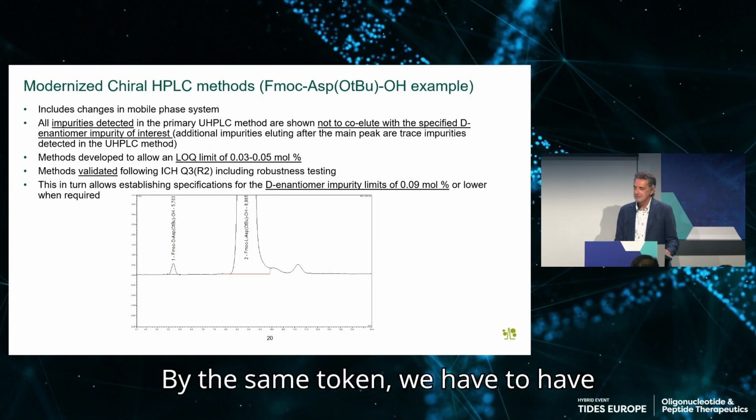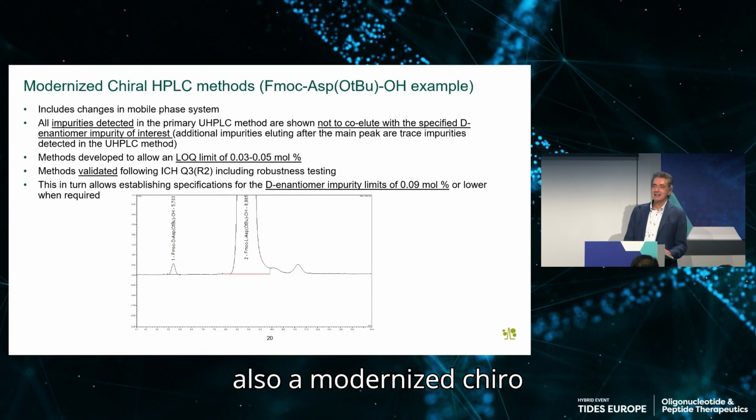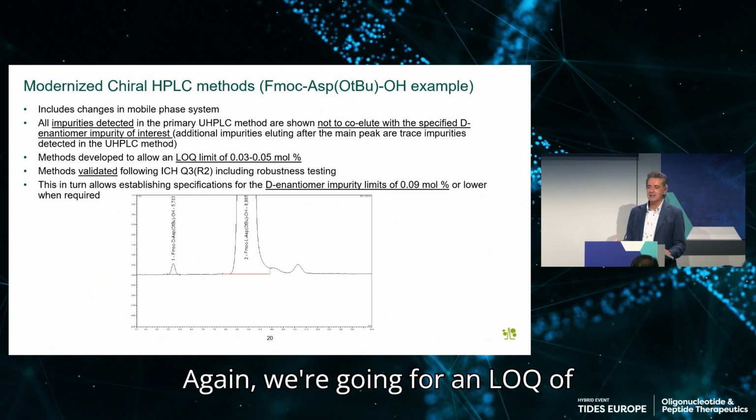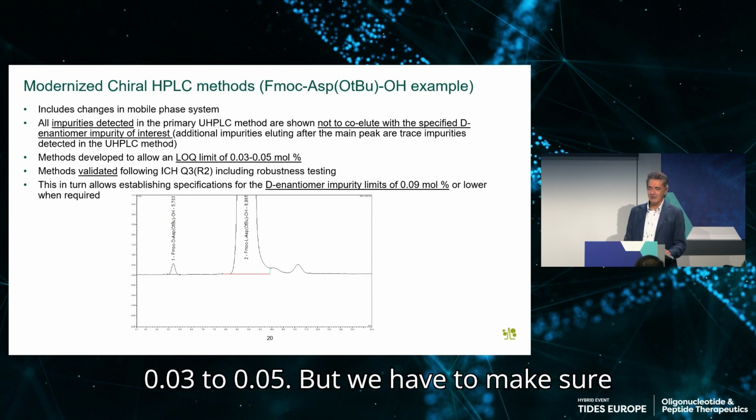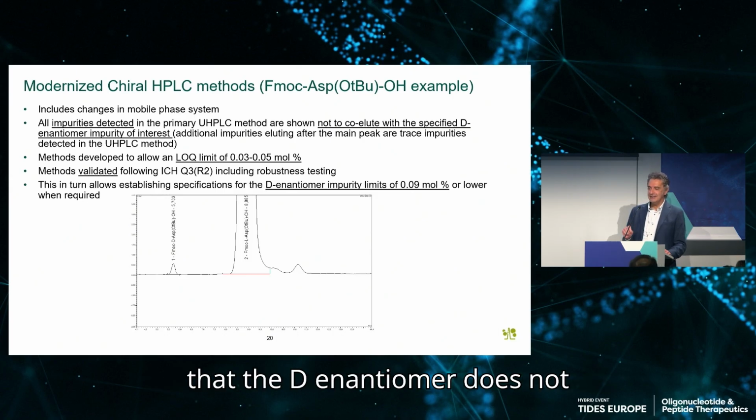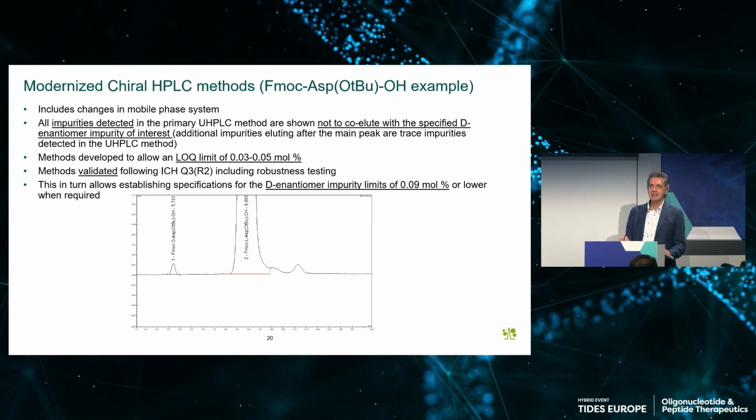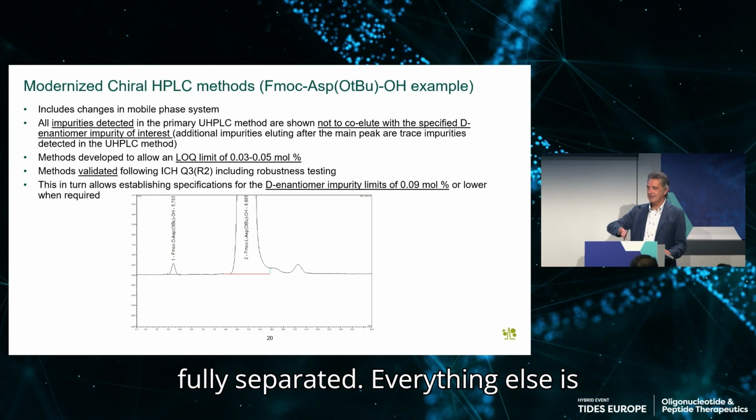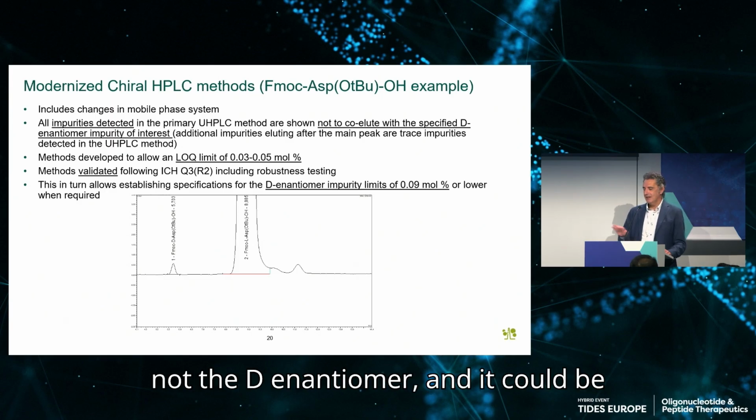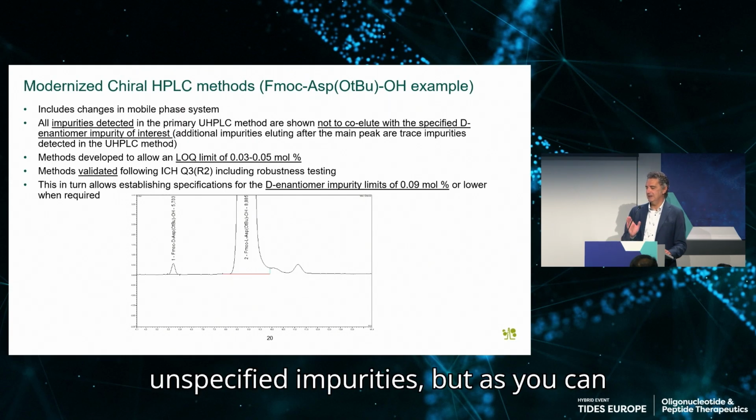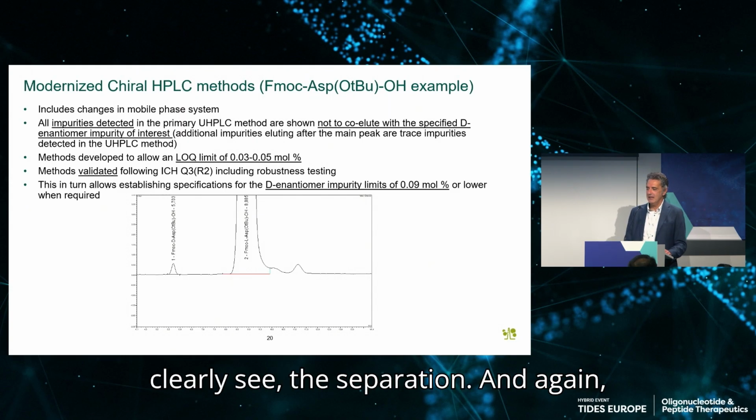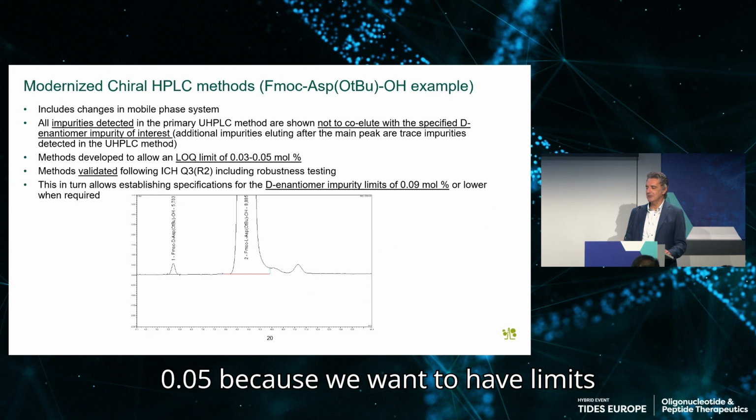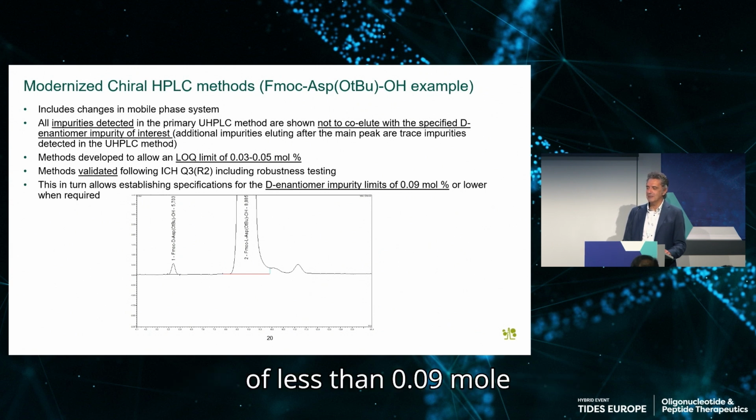By the same token, we also have to have a modernized chiral HPLC method, which is also a UPLC method. Again, we're going for an LOQ of 0.03 to 0.05. But we have to make sure that the D enantiomer does not coelute with the main peak. And as you can see, it's fully separated. Everything else is not the D enantiomer, and it could be unspecified impurities, but as you can clearly see, the separation is good. And again, we're shooting for an LOQ of 0.03 to 0.05 because we want to have limits of less than 0.09 mole percent.